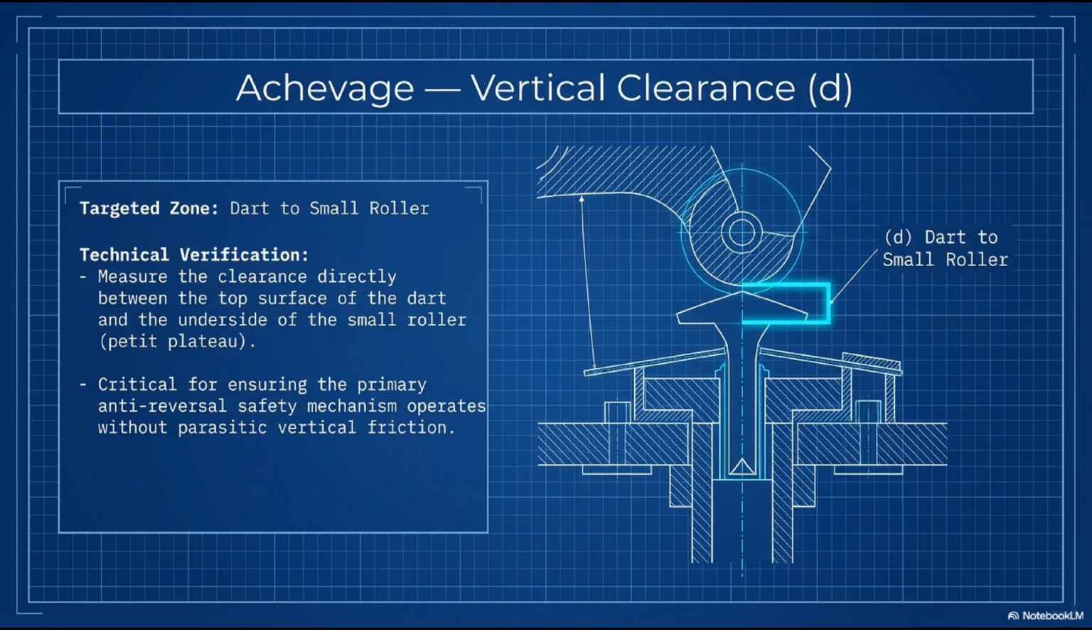Correction: adjust the lower balance staff jewel or the upper jewel in the main plate to move the roller assembly slightly away from the dart surface. A few micrometers of adjustment is typically sufficient.